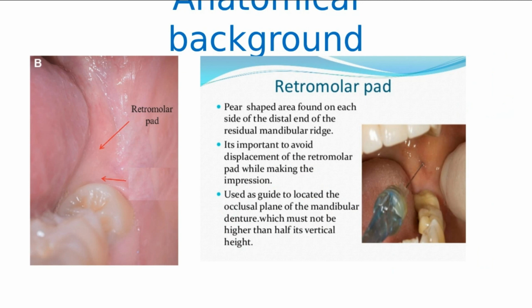Remember the retromolar fossa? There is soft tissue on top of it here. The bone itself, we call retromolar fossa. When you put this pad on it, we call it retromolar pad. And this will be a very important landmark. Look at this injection here. We'll be talking about this depression right here. We'll talk about it.